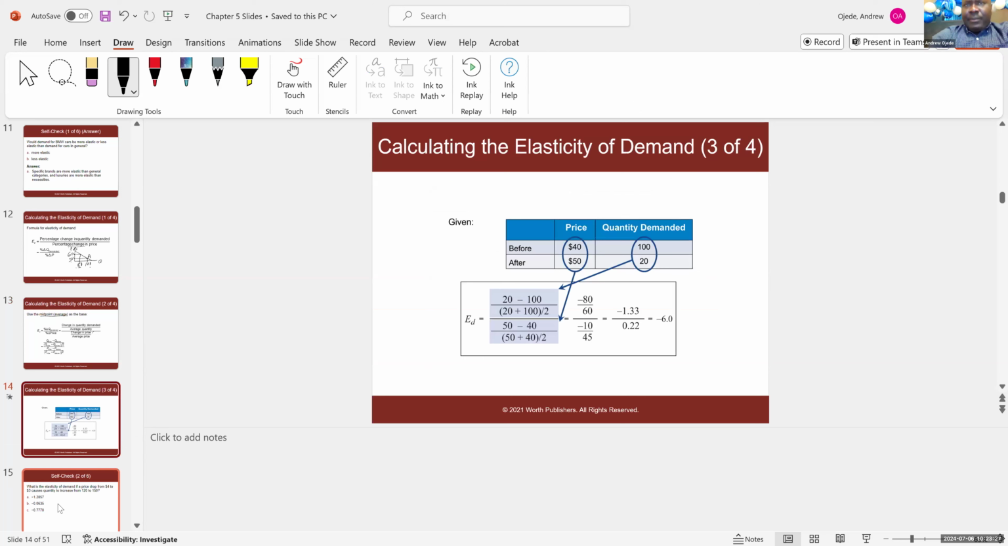So for example here, we are saying that suppose the price of a good was $40 before, and then after the price change, the price is now 50. When the price was 40, consumers were demanding 100 units of this good. When the price went from 40 to 50, they cut back from 100 to 20. So when I ask you to use the midpoint formula, you talk about the change in quantity. You're just going to plug everything into this formula here.